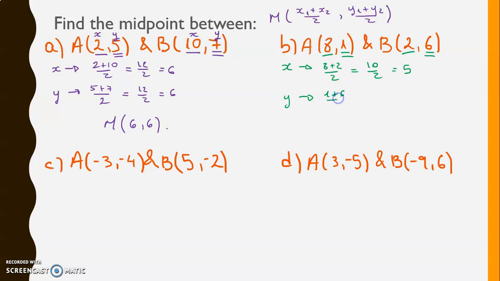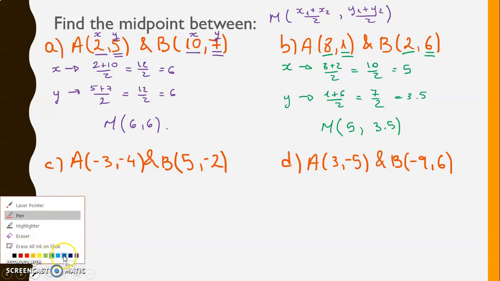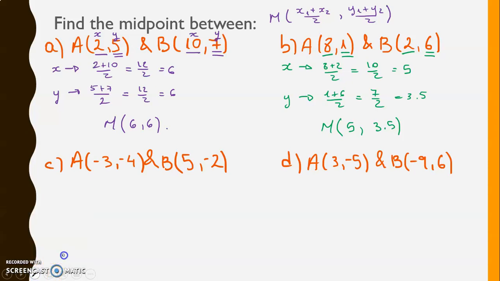So 1 plus 6 over 2, which is 7 over 2, and you can leave it as a fraction or you can just write it as a decimal, 3.5. So in this case, M will have coordinates 5 and 3.5. Okay, and let me change the color for the next one. Let's choose blue.